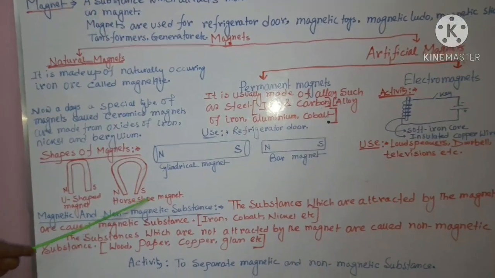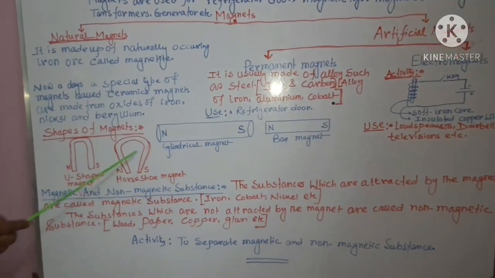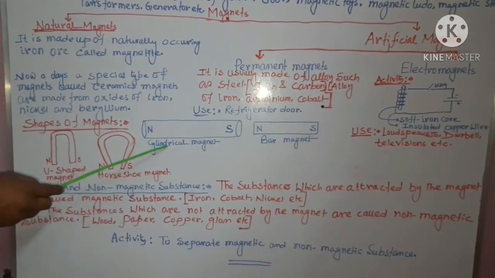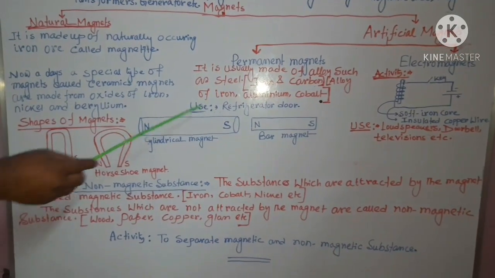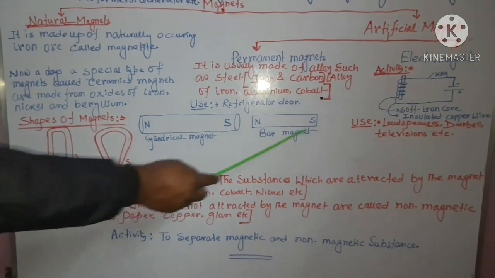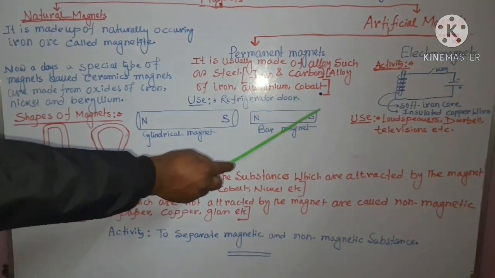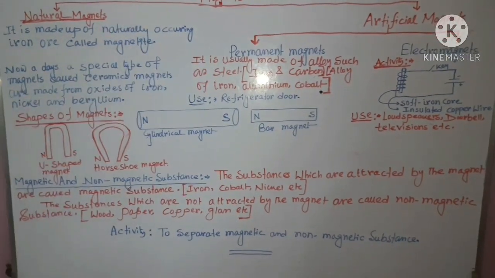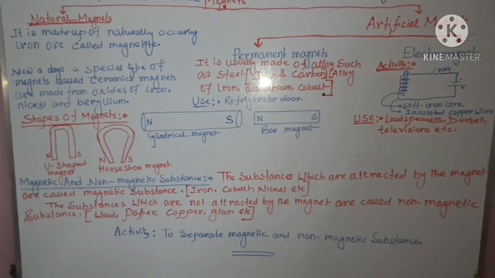This is horseshoe shaped magnet. This is a North Pole, this is a South Pole. This is cylindrical magnet. This is North Pole, this is South Pole. This is a bar magnet. This is North Pole and this is South Pole. Okay, students, see very carefully.